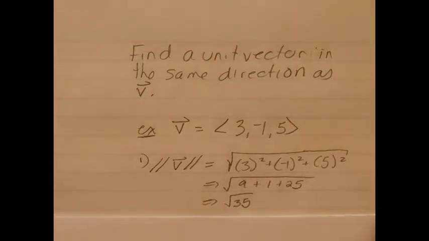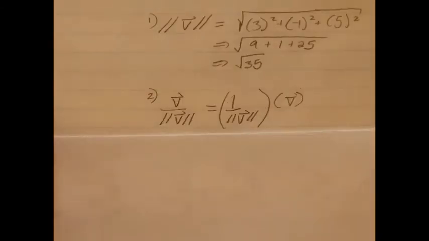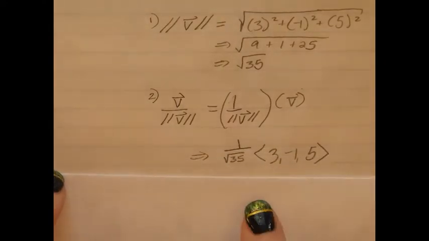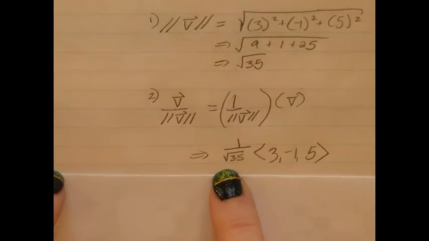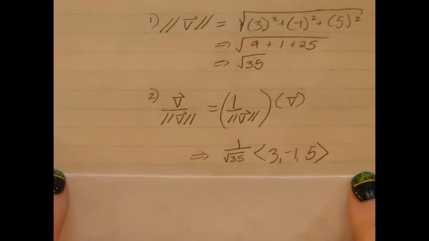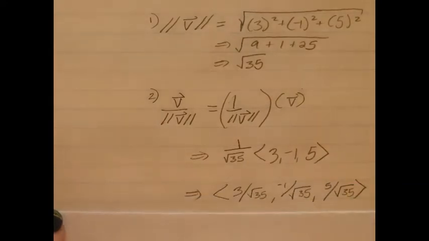So step 1, again, always find the length of the vector. Step 2, we're going to use the formula, which is 1 over the length of v times vector v. Whichever format you like, they both mean the same thing. And we are going to put in 1 over, well, we said the length of vector v was the square root of 35. Vector v was 3, -1, 5. Distribute, and call it good. Simplify any radicals if you possibly can. Reduce when you possibly can. That is it.